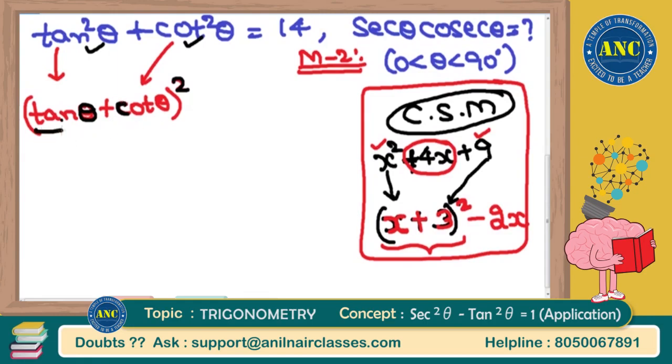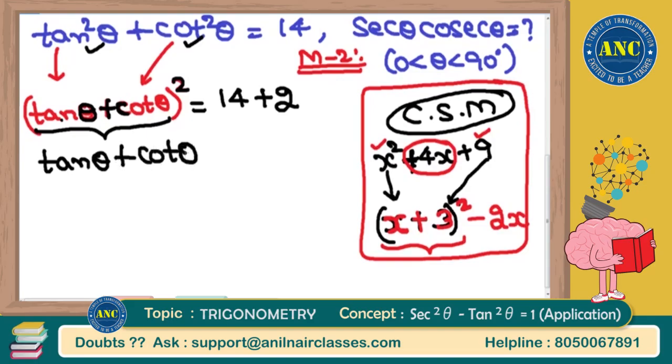That means I have that extra 2 on the left hand side, so I should also have that extra 2 on the right hand side. If I add that extra 2 on the left hand side, that same 2 should be added on the right hand side. That means tan theta plus cot theta is nothing but the square root of 16, which is 4. Why plus 4? Because theta lies between 0 to 90 degrees, only positive.